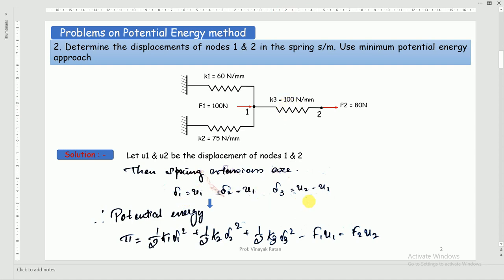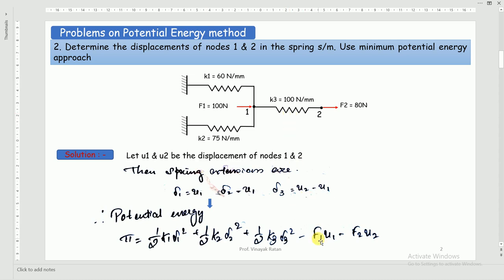So once you find that, find the potential energy function, which is nothing but pi equal to strain energy plus work potential. So you are supposed to find out the strain energy for each and every spring. Okay, you know the equation of strain energy, half k x square. Then with respect to each spring, for the first spring, it is 1 by 2 k1 delta 1 square, plus 1 by 2 k2 delta 2 square for the second spring, and 1 by 2 k3 delta 3 square for the third spring.